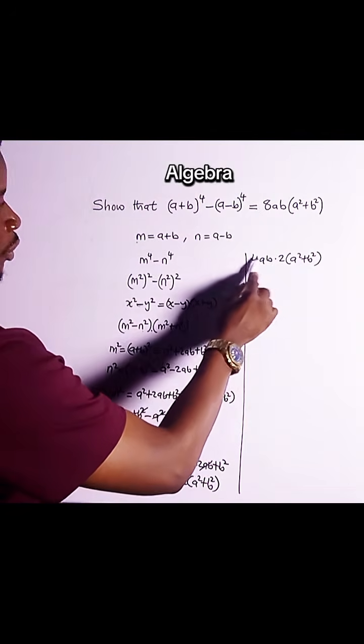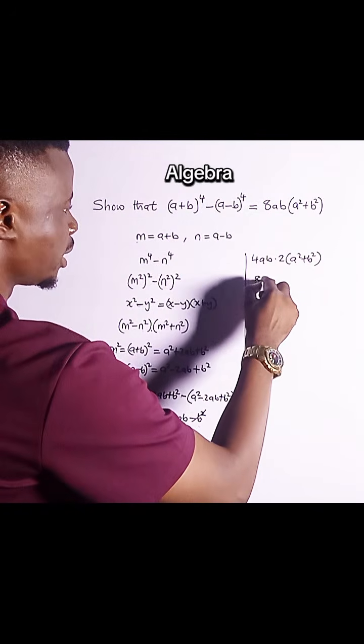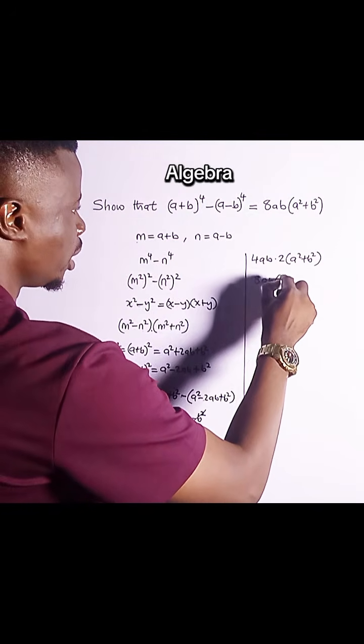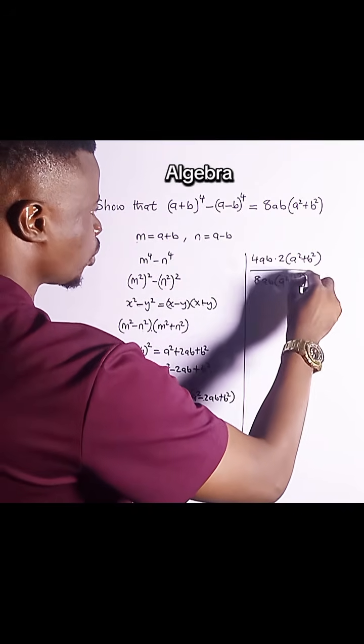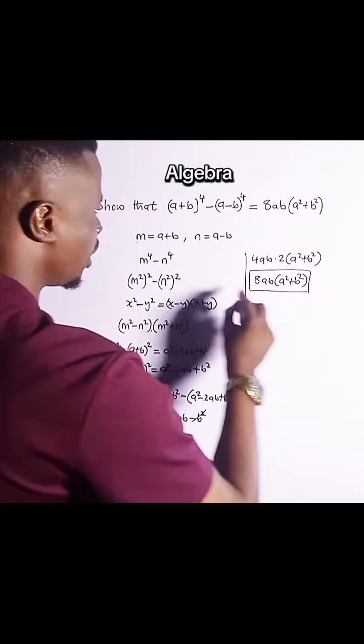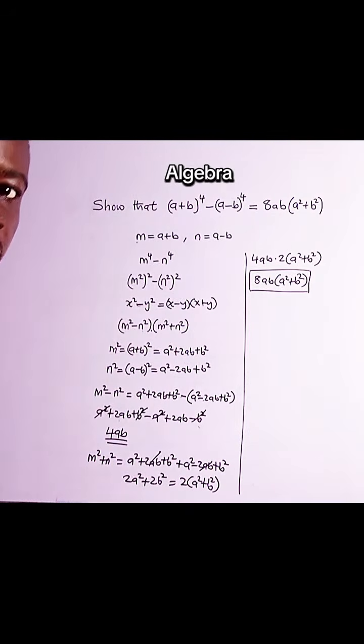Now 4ab times 2, 4 times 2 is 8, so you have what? 8ab into a square plus b square. And this is your final answer. So we have shown that this expression on the left hand side equals to that on the right hand side.